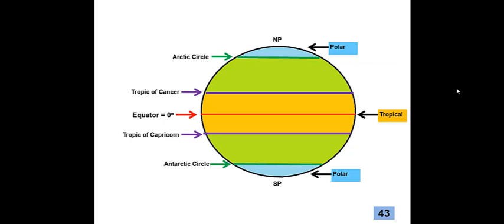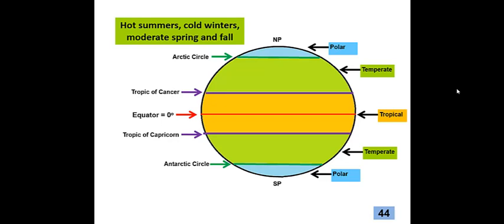The last climate zone we're going to look at is the climate zone in between the Tropic of Cancer and Arctic Circle, and in between the Tropic of Capricorn and Antarctic Circle. So the green shaded area on your screen. This is the temperate climate zone. This is where we see hot summers, cold winters, and moderate spring and fall. This is where we here in the United States fall in. We are in the temperate climate zone.